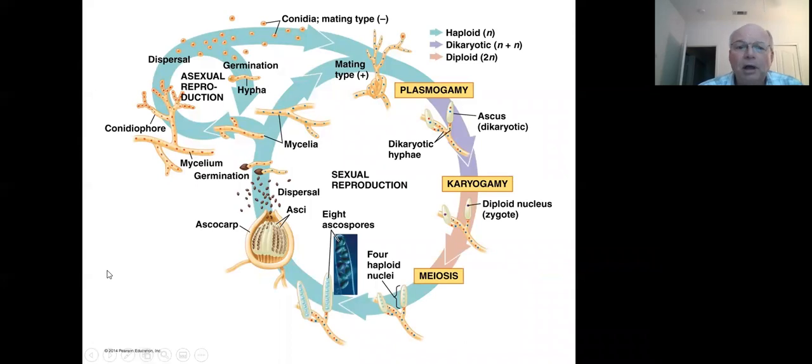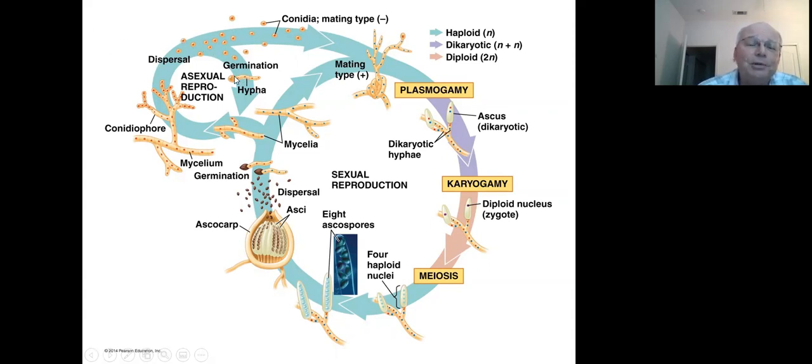So this is the life cycle of a typical ascomycete. So let's begin with the mycelium and take a look at the asexual strategy. The conidiophore is the product of a specialized hypha that emerges from the hyphae that make up the mycelial body. At the tip of the conidiophore, the haploid nuclei are packaged into individual cells. These become the conidia that are then released as spores into the environment.